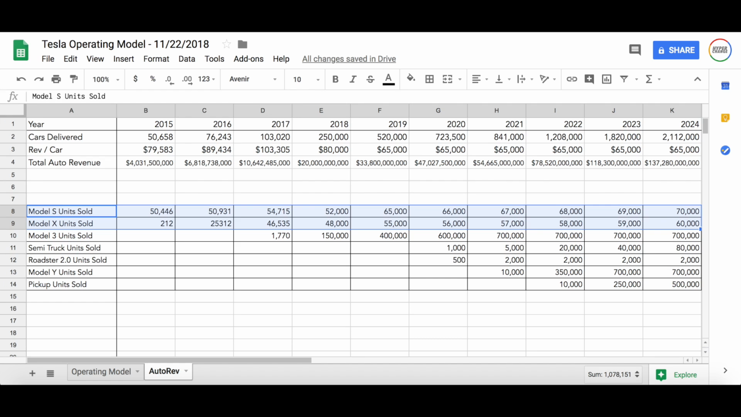And so that's sort of the rationale of why I have Model S and X units going up pretty significantly in 2019. And then we have Model 3 units, which I assume are going to continue to ramp to units of sales about 400,000 in 2019. And I don't even think that that's peak demand for the car.